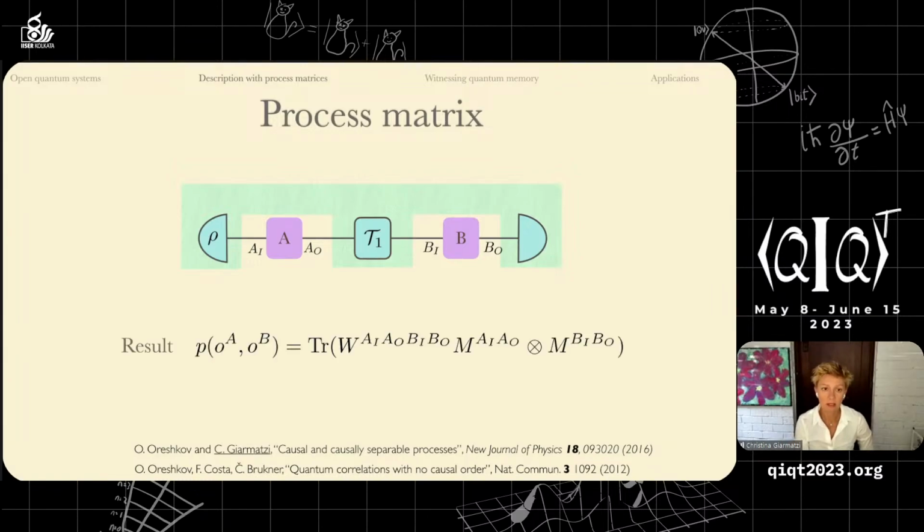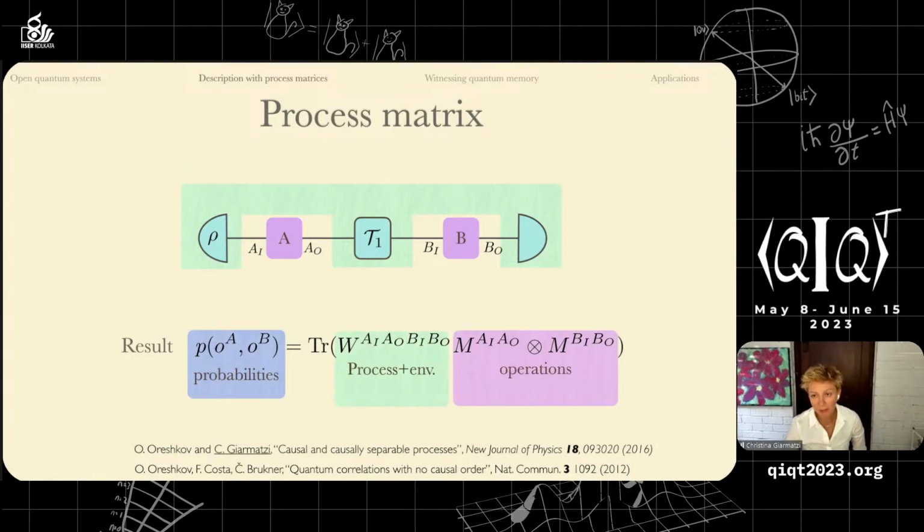And the result was the following. The joint probability of the local outcomes at A and B, that's OA and OB, is a linear function of the probabilities of the operations. So these operations, M_AI, AO, BO, M_BI, BO, are what happens at A and B. So the probability is a function of the operations and of the process.